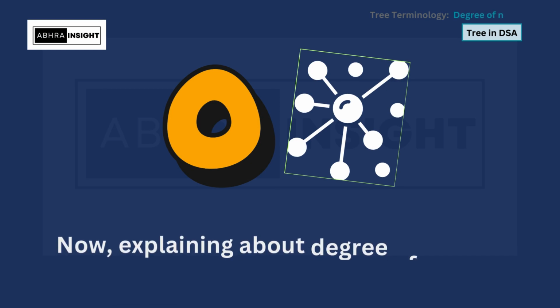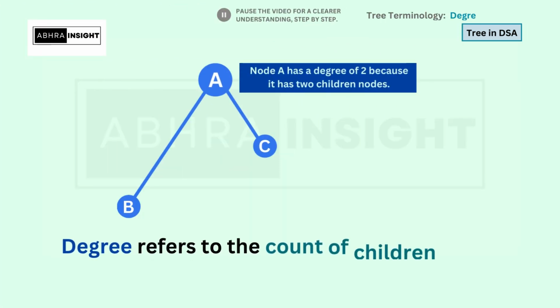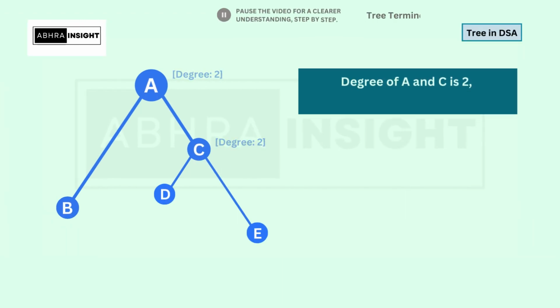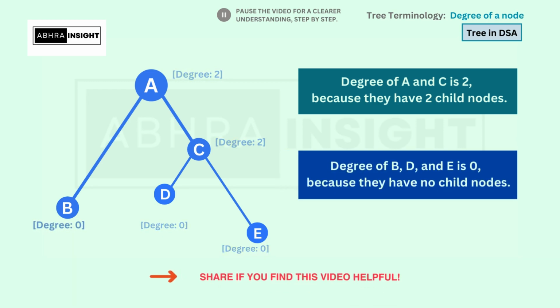Now, explaining about degree of a node. Degree refers to the count of children nodes attached to a particular node. Here, degree of A and C is 2 because they have two child nodes. Similarly, degree of B, D, and A is 0 because they have no child nodes.